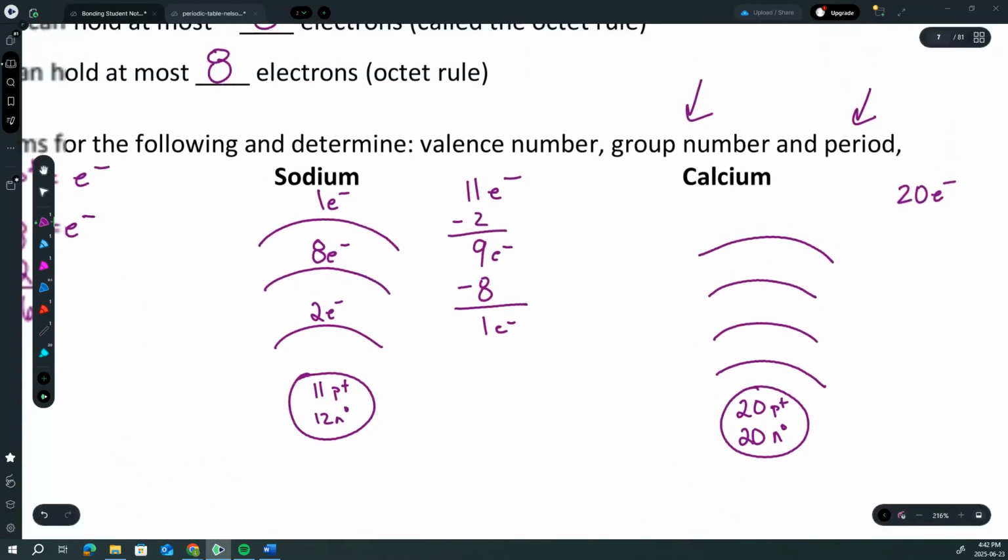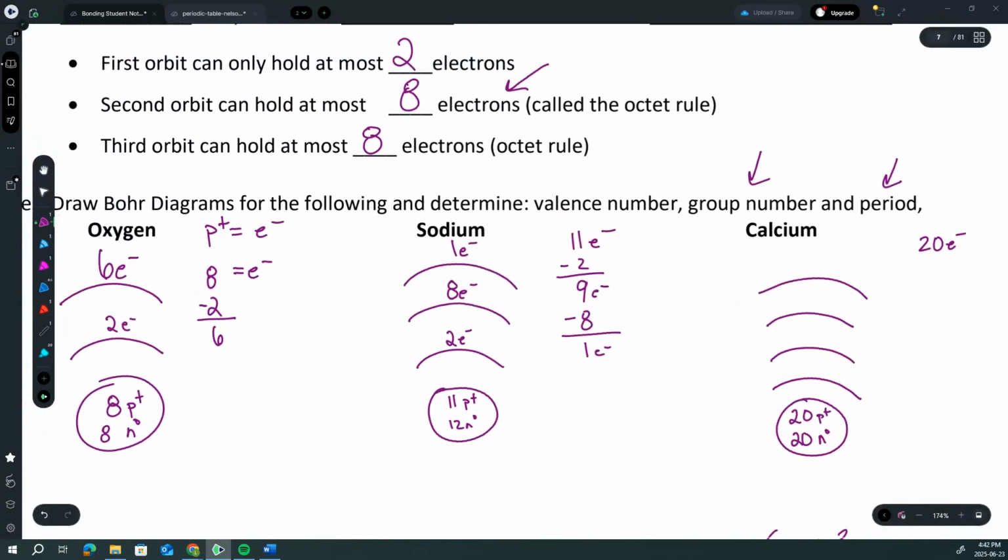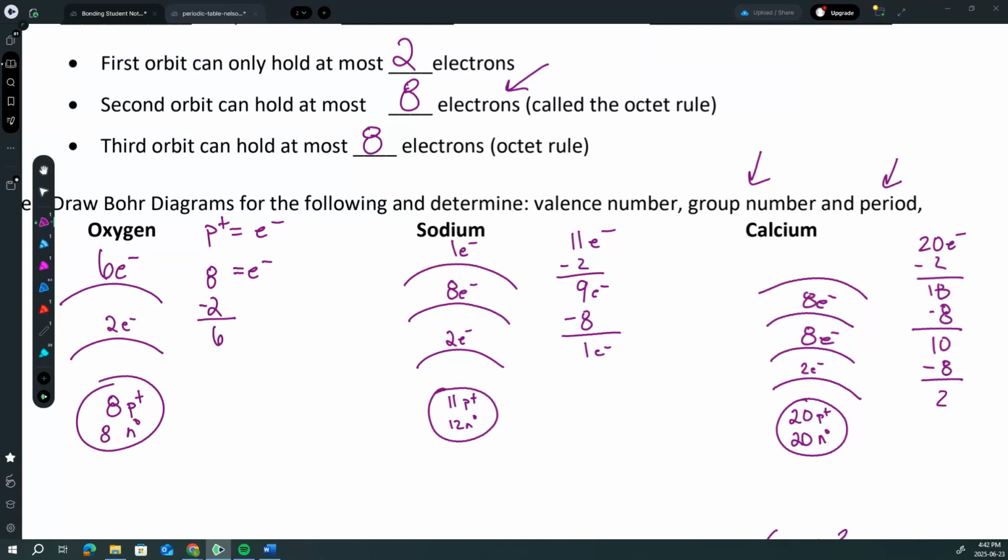Now the maximum the first shell can hold is 2. So I'm going to take away 2, so we have 18 left. The maximum amount of electrons that the second shell can hold is 8, so I'm going to subtract 8. That leaves me with 10 electrons. The maximum amount that the third orbit can hold is 8, but we have 2 electrons left.